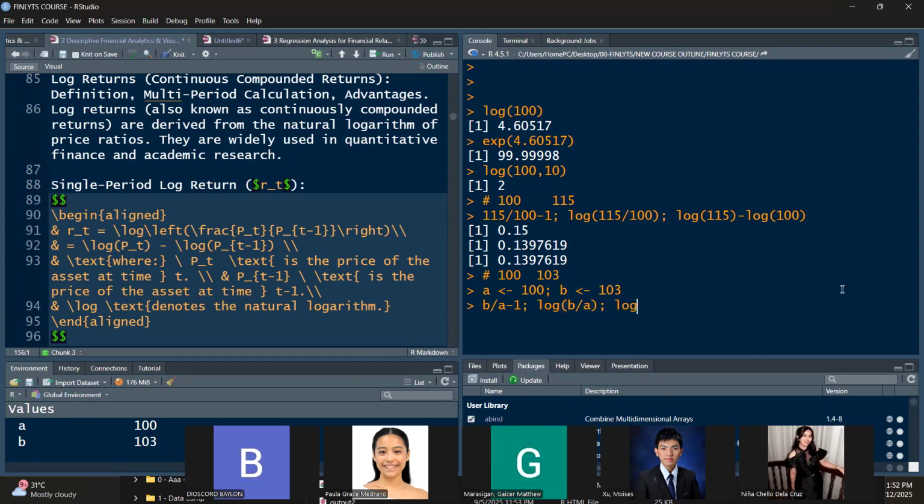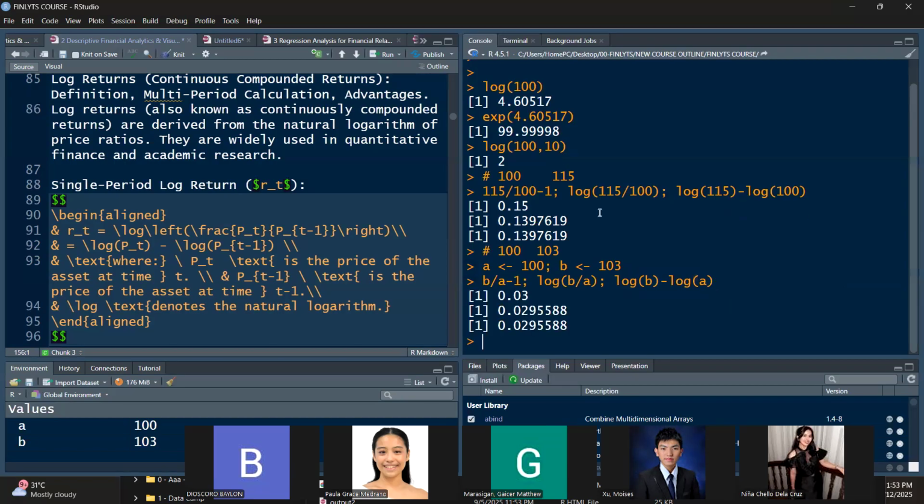And then for the log, it's log of B over A, or log of B minus log of A. Okay, log of B minus log of A. I'm just replicating this, but I'm making it simple. I'll run this, Control Enter, and you notice that the simple return is 0.03 and the log return is 0.0295588.